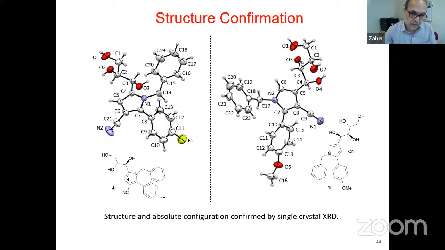And this proton here is actually this proton here. And this proton that we get here is this proton here. So X-ray helped us to confirm the structures.